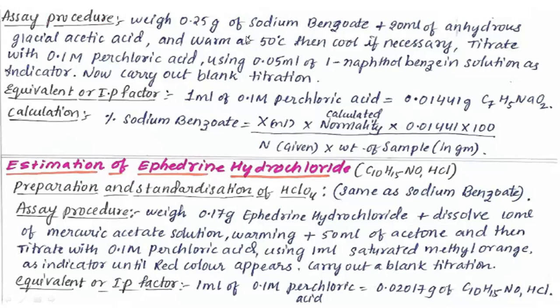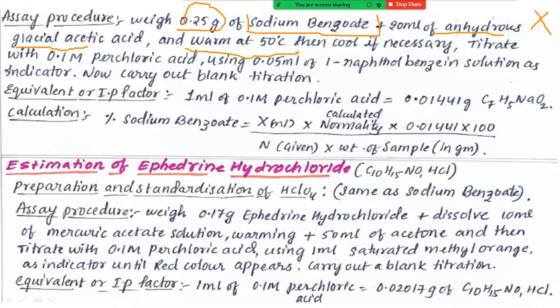So here also we need to go for the assay procedure, right? What we are doing here is taking 0.25 grams of sodium benzoate, which is a weak base, in a conical flask, and adding anhydrous glacial acetic acid, which doesn't have any water molecules. Water molecules should not be there in that compound. Warm that solution to 50 degrees centigrade. Sodium benzoate is a weak base which has very low solubility, so we are providing some temperature to increase the solubility.